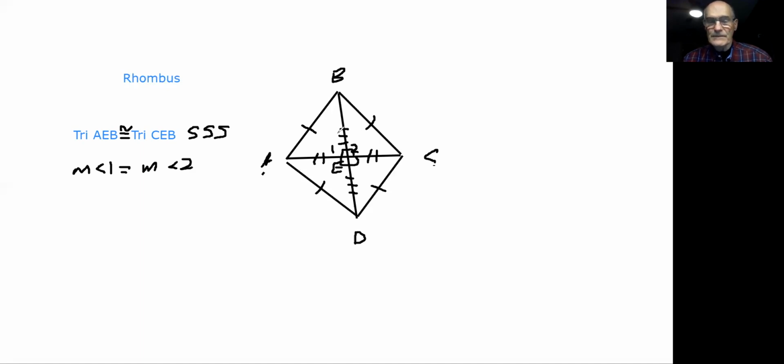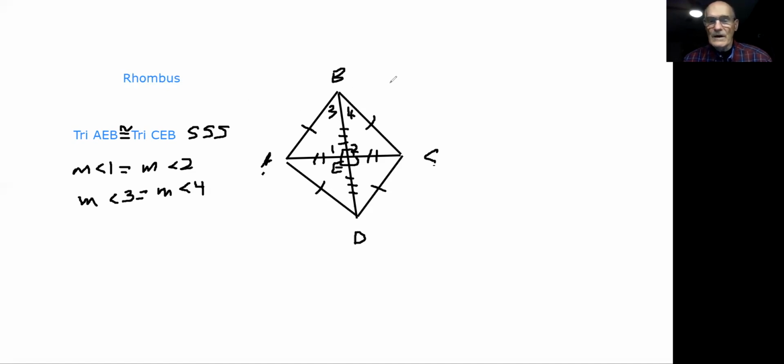Now here's the other thing. If I make this angle 3 and this angle 4, since I have this congruency up here, I know the measure of angle 3 equals the measure of angle 4. So the diagonals bisect the opposite angles. Angle 3 and angle 4, therefore, are congruent, their measures are equal.